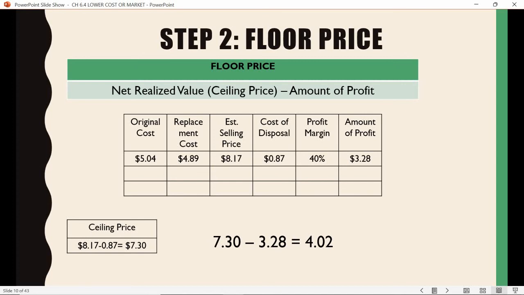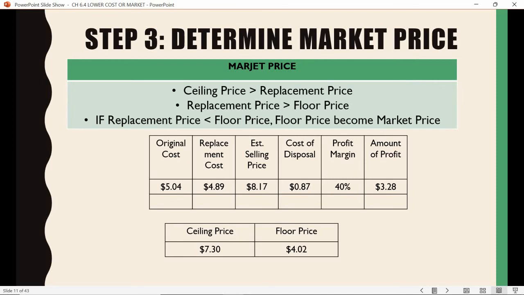So now that I solved for my ceiling, I solved for my floor. So the next step here is going to be determining the market, okay? What this one is going to entail is you're going to be comparing 3 numbers: your ceiling, your floor, and your replacement cost. Now the rule of thumb here is if your ceiling price is greater than your replacement, and if your replacement is greater than your floor, then your replacement is going to be your market price.